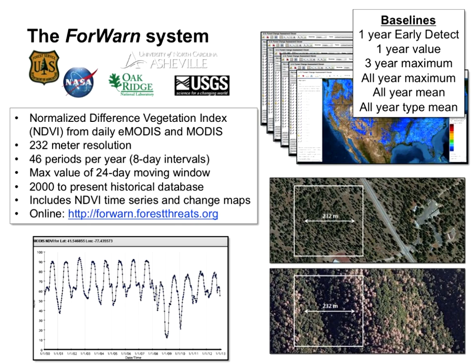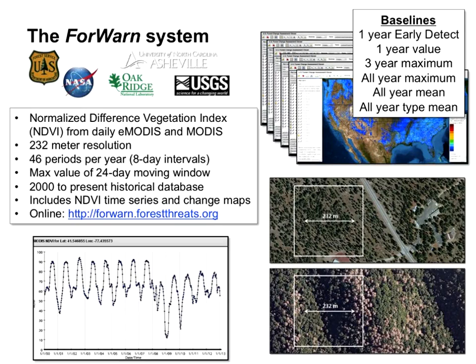We have 46 periods per year, 46 separate products per year that are delivered at 8-day intervals. And the way to achieve this, given the high frequency of clouds that get in the way of seeing what we really care about under the clouds, is through a moving 24-day window that moves at 8-day time steps. MODIS satellites have been up there since 2000, and so it gives us a really rich historical database which we can exploit to understand context of the present conditions.